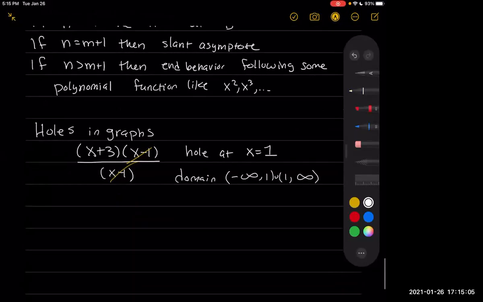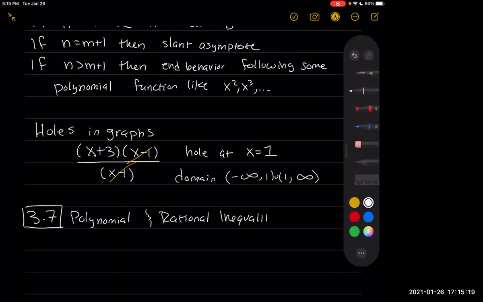All right, and then our last section was section 3.7, which looked at polynomial and rational inequalities. And this section is still on the midterm. It's not super prevalent. There's just going to be one problem on it. I just want to make sure you know how to run through the basics. It's not a super complicated section as long as you follow the procedure.